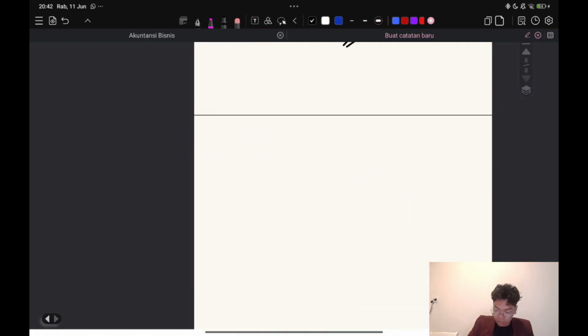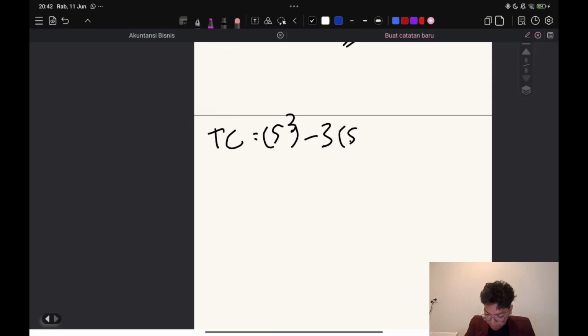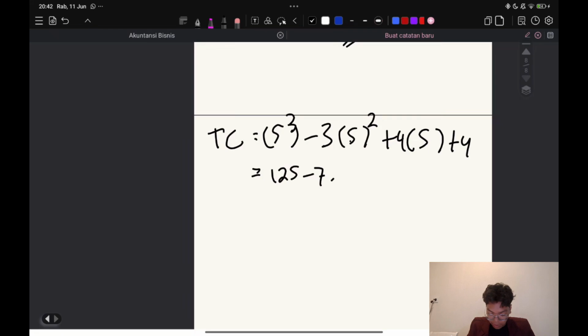The second, to search total cost, plug the 5 into Q power 3 minus 3 times 5 power 2 plus 4 times 5 plus 4, and the answer is 125 minus 75 plus 20 plus 4.